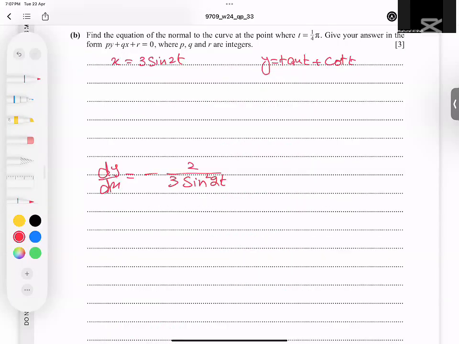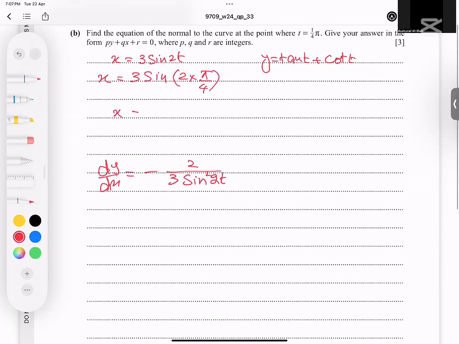The B part, we have to find the equation of the normal when t is this. But we need x and y. So plug in this value here and here and here. When you plug in pi by 4 here, students, x is equal to 3 times sine of 2 times pi by 4. This is pi by 2, and this becomes basically 1. So I got x value is 3. So what about the other one?